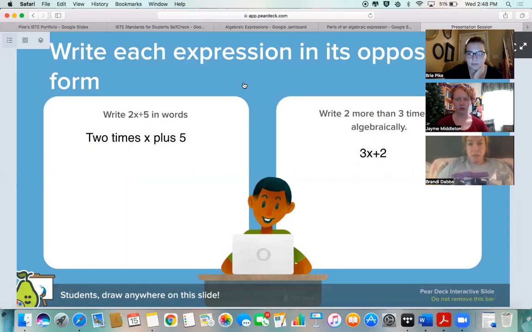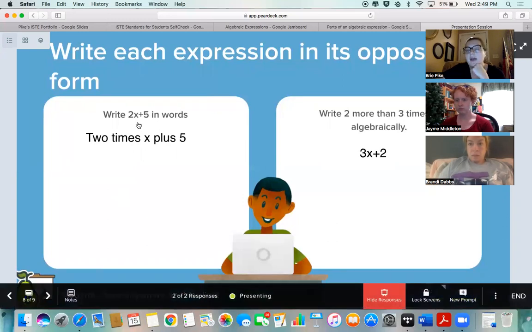Because you told us. So what does x stand for? When we use x, it could be any number, right? It's an unknown value. So you might see it sometimes where it says 2 times a number plus 5.